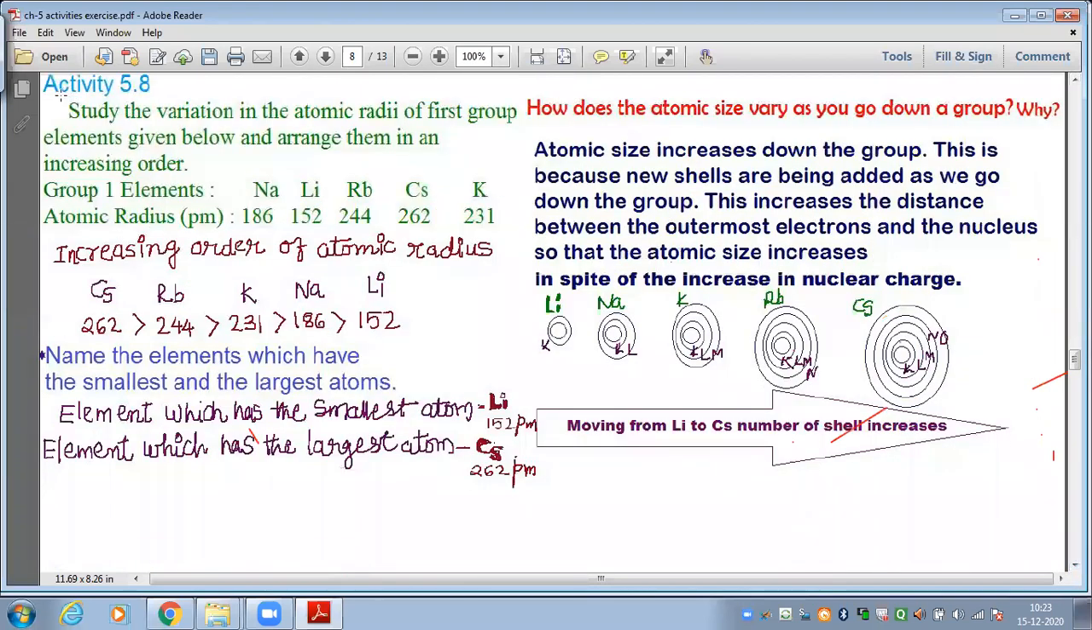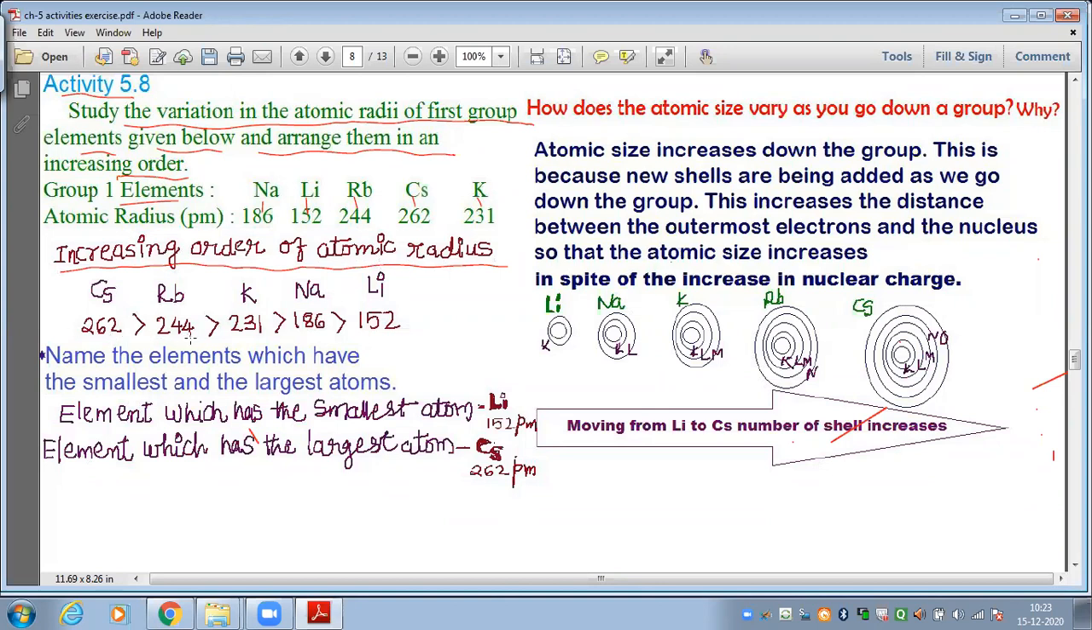Now, my dear students, we want to study the activity 5.8. Study the variation in the atomic radii of first group elements given below and arrange them in an increasing order. You can see that we have group 1 elements: lithium, sodium, potassium, rubidium and cesium, but they are not arranged in the proper order. So the atomic radius of sodium is 186, lithium 152 picometer, rubidium 244 picometer, cesium 262 picometer and potassium 231 picometer. Now we arrange them in the increasing order of their atomic radius.